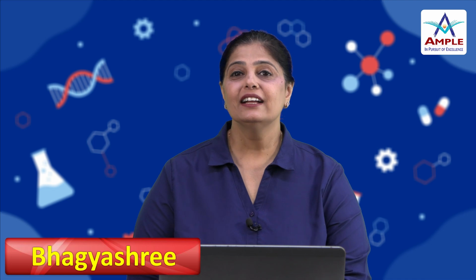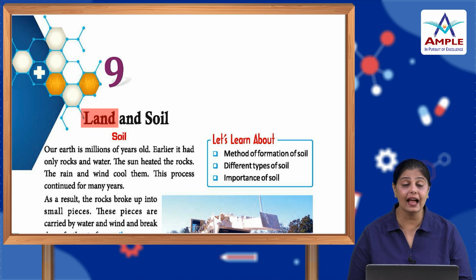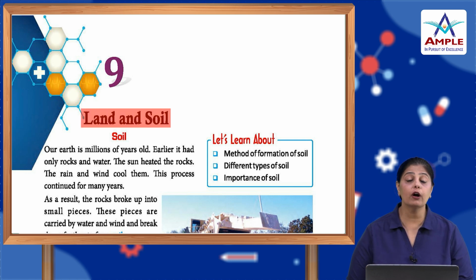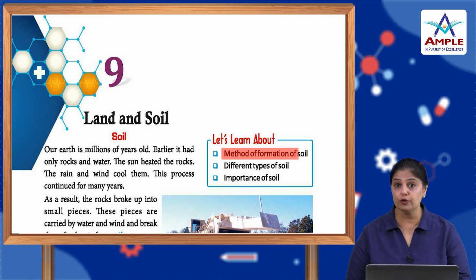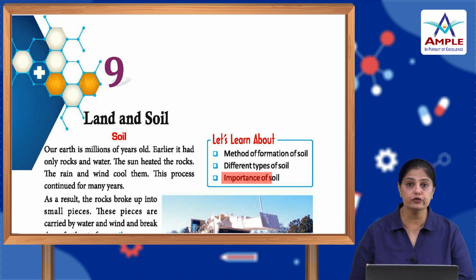So children, doesn't science give you an enhanced knowledge about everything? Now in this chapter, we are going to talk about one thing that is available in nature. That is, we are going to talk about the land and the soil. We are going to talk about the method of formation of soil, different types of soil, and the importance of soil. Now children, firstly, what is soil?